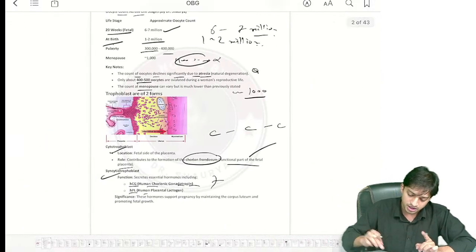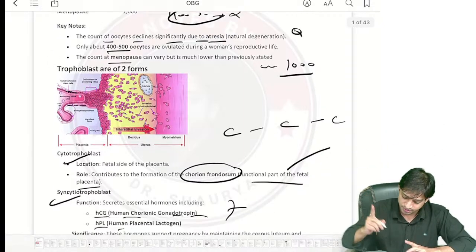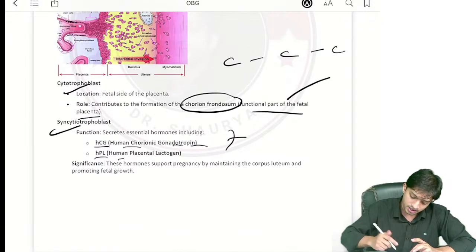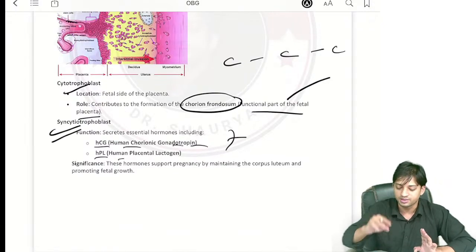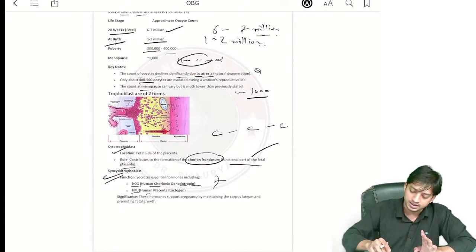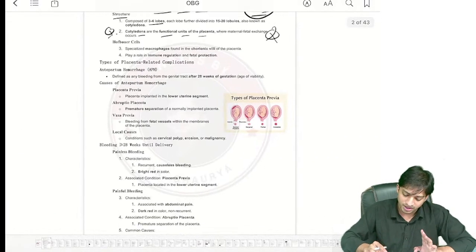This is important. Regarding the chorion frondosum, what I discussed is important, right? And regarding the cytotrophoblast, it is important. And regarding the syncytiotrophoblast, these 3 points are important from the FMG point of view. You just have to remember this and nothing else. Your exam point and level is covered.